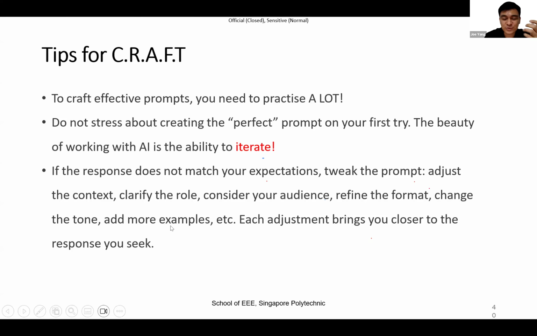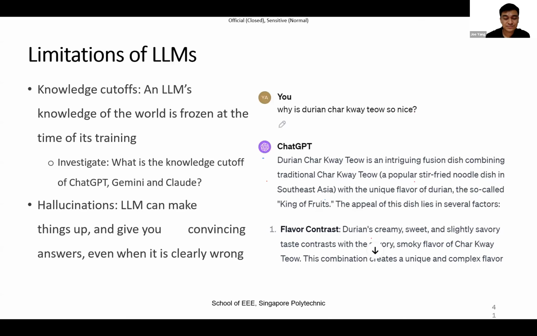So sometimes you can ask AI to add examples for you. Yeah. So these are some tips for you if you are using CRAFT.